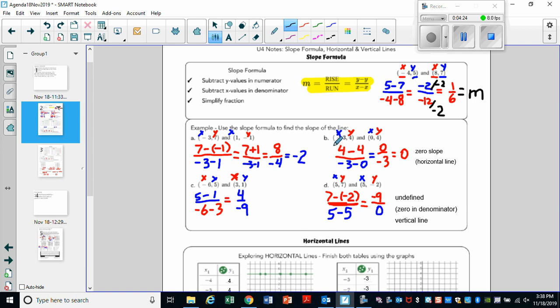Now for part B, x and y, x is -3, 4, y is 0, 4. So our y's, they're both 4. So 4 minus 4 is 0. And then for your x's, -3 minus 0, this minus 0 part just goes away. So you're left with 0 and -3. However, 0 divided by any number is 0. And as a result, if your slope is 0, then you have a horizontal line. So basically, your slope, if it's 0, horizontal line.